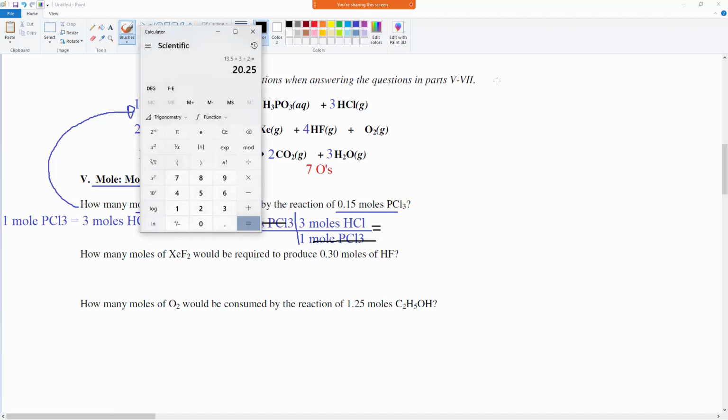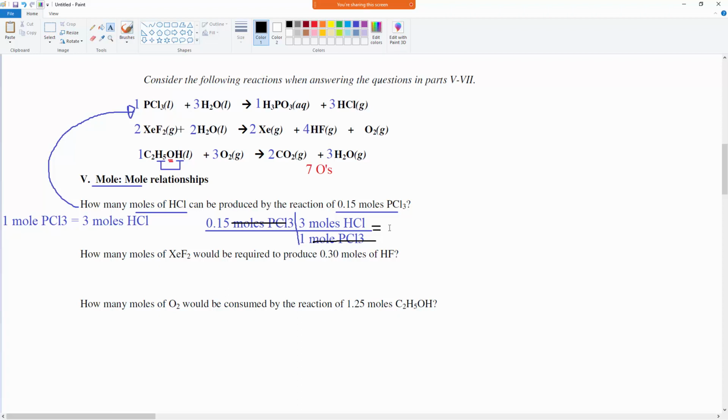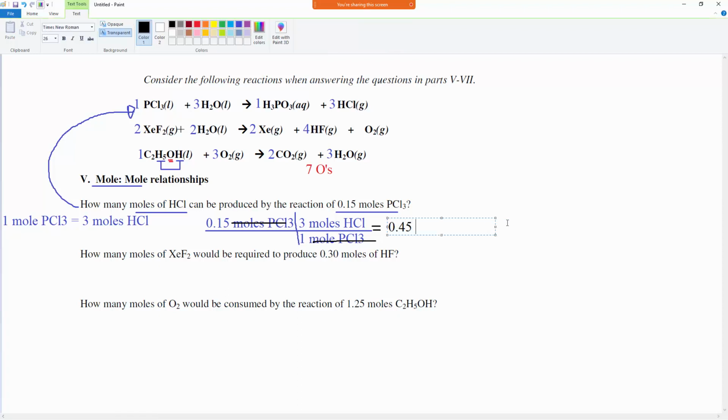So, you know, I could use my calculator, but I could also note that 15 times 3 is 45. I can do that. That's good practice for my brain. 0.45 moles HCl. There's my answer.